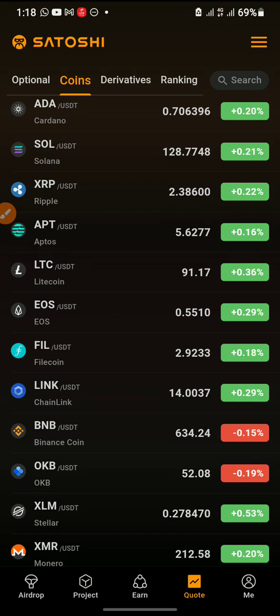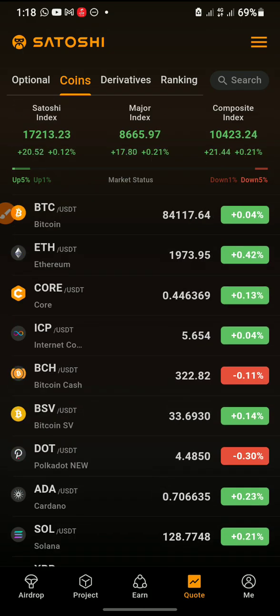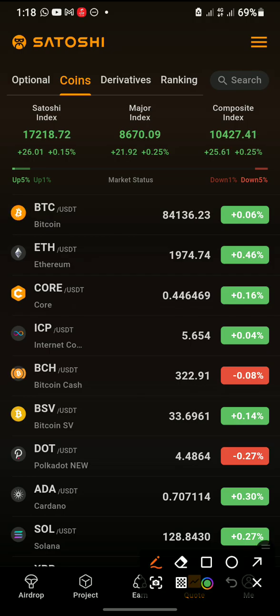Take for instance, these are the crypto spaces. You can see the value of Core when it listed. This is Core we are talking about right now. This is the value of Core. Now, when Core listed, it listed at 6.0. It dropped to 4 points. Now it has dipped to 0.4.